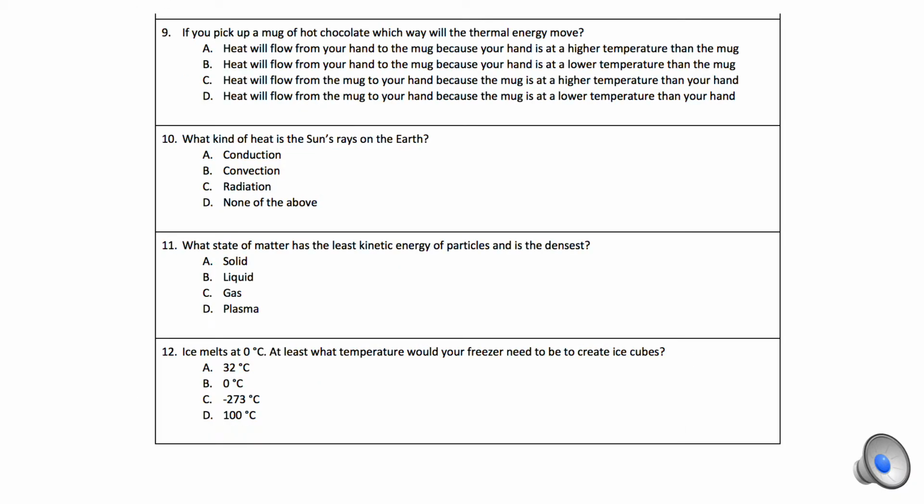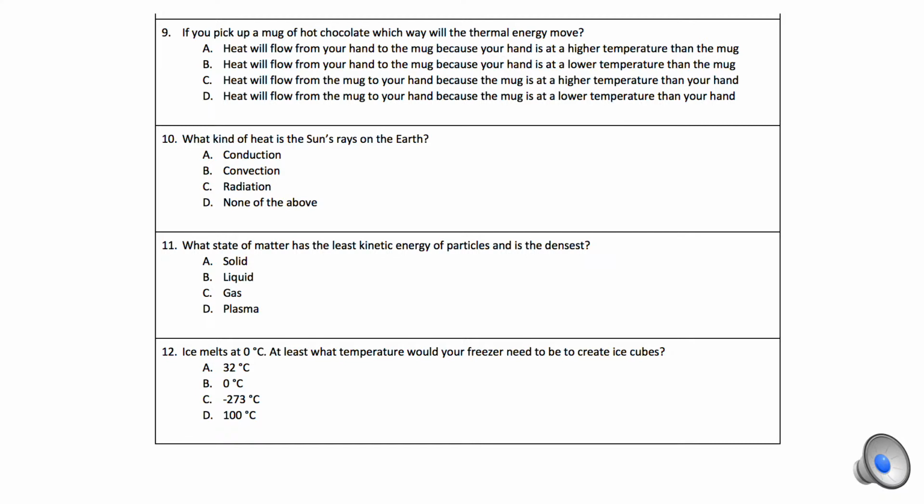Number 9, if you pick up a mug of hot chocolate, which way will the thermal energy move? A, heat will flow from your hand to the mug because your hand is at a higher temperature than the mug. B, heat will flow from your hand to the mug because your hand is at a lower temperature than the mug. C, heat will flow from the mug to your hand because the mug is at a higher temperature than your hand. Or D, heat will flow from the mug to your hand because the mug is at a lower temperature than your hand.